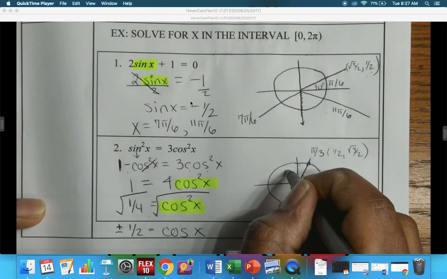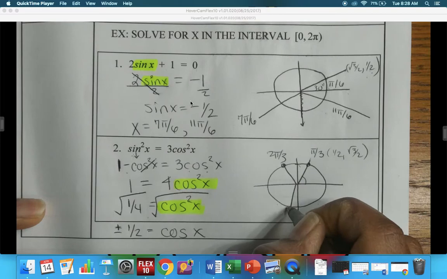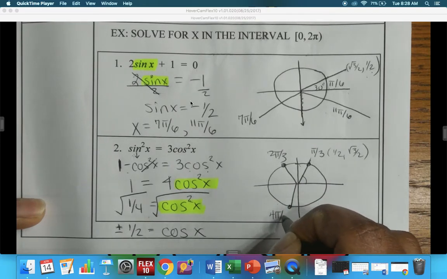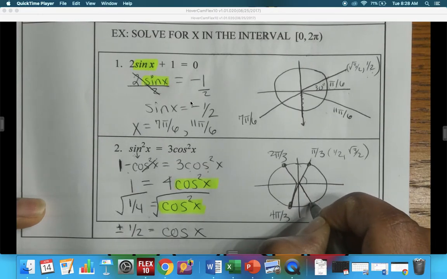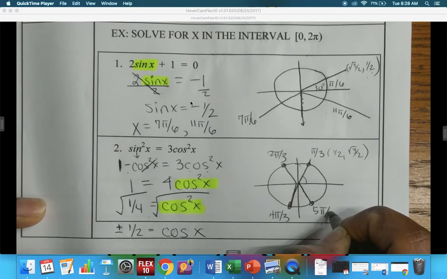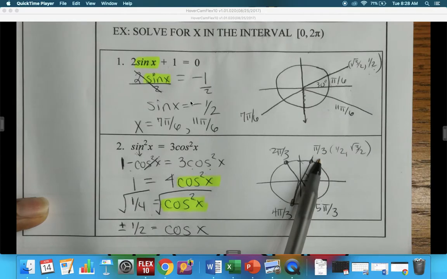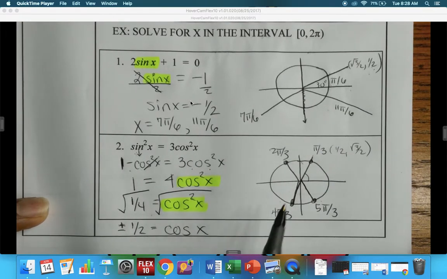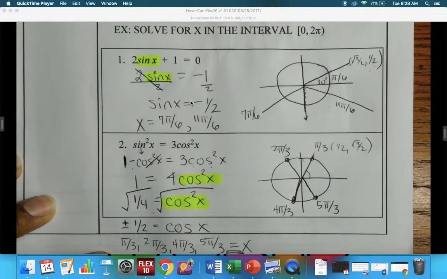So I'm going to go here to 2 pi over 3. I'm going to go here, oops, a little far over, but 4 pi over 3. And lastly, there we go. Lastly, I'll go here to 5 pi over 3. So those are my 4 answers because I want a positive and negative. This is my reference angle, and anything that same distance on the x-axis is going to give me my answer. So I'm going to say pi over 3, 2 pi over 3, 4 pi over 3, 5 pi over 3 are all my answers for x.